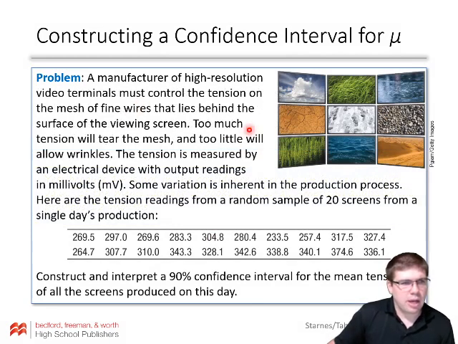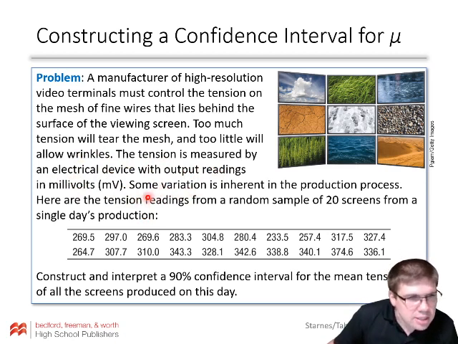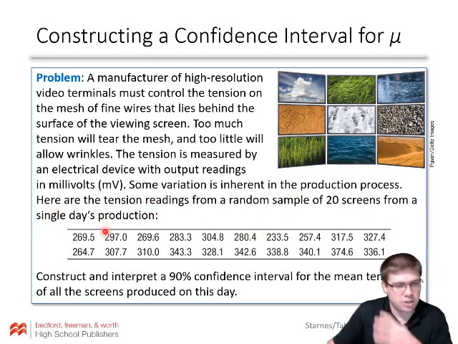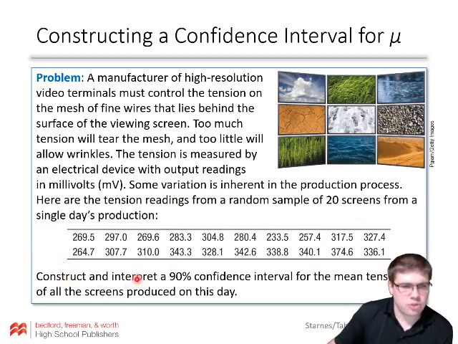All right, another problem here. A manufacturer of high-resolution video terminals must control the tension on the mesh of fine wires that lies behind the surface of the viewing screen. Too much tension will tear the mesh, and too little will allow wrinkles. The tension is measured by an electronic device with output readings in millivolts. Some variation is inherent in the production process. Here are the tension readings for a random sample of 20 screens from a single day's production. So they've got us our raw data there. Construct and interpret a 90% confidence interval for the mean tension mu of all the screens produced on this day.